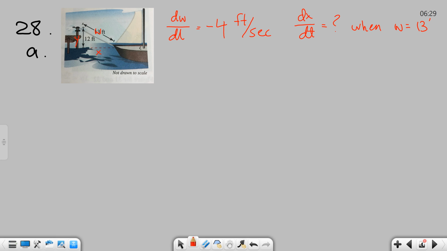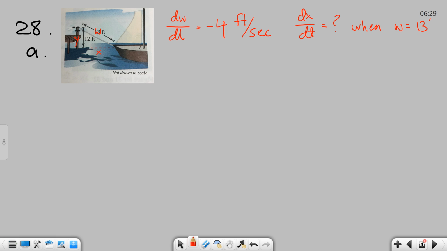We know that the winch is pulling the rope in at a rate of -4 feet per second, and you'll notice that is a negative sign because the value of w, as time goes on, is getting smaller. And again, anytime the value gets smaller, the rate of change would be a negative value. We're looking for the speed at which the boat is being pulled in when the rope, I should say, is 13 feet. So in other words, how fast is the boat going in the water?